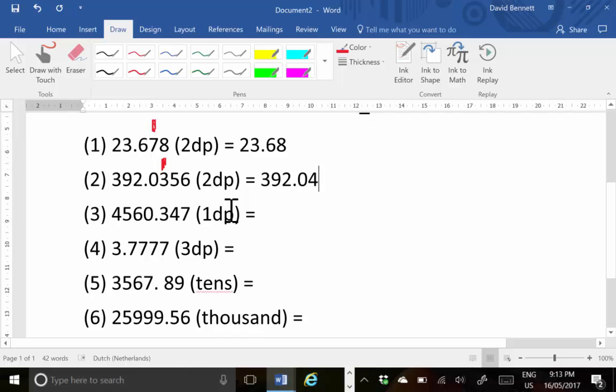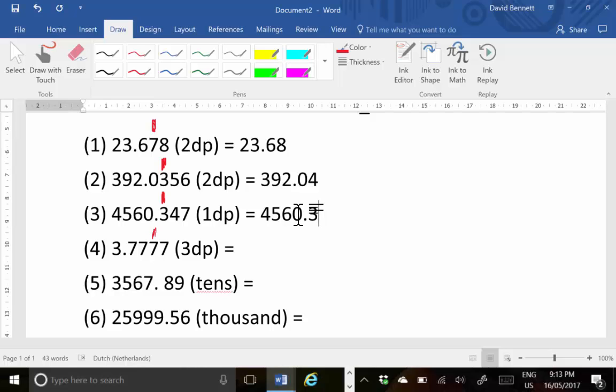All right, so it's 1 decimal place. We highlight the first decimal place. It's the number that's after it which determines whether it stays the same or goes up. Because it's less than 5, it's going to stay as a 3. So now we can write this one as 4,560.3. Now this one says 3 decimal places, so count 1, 2, 3.